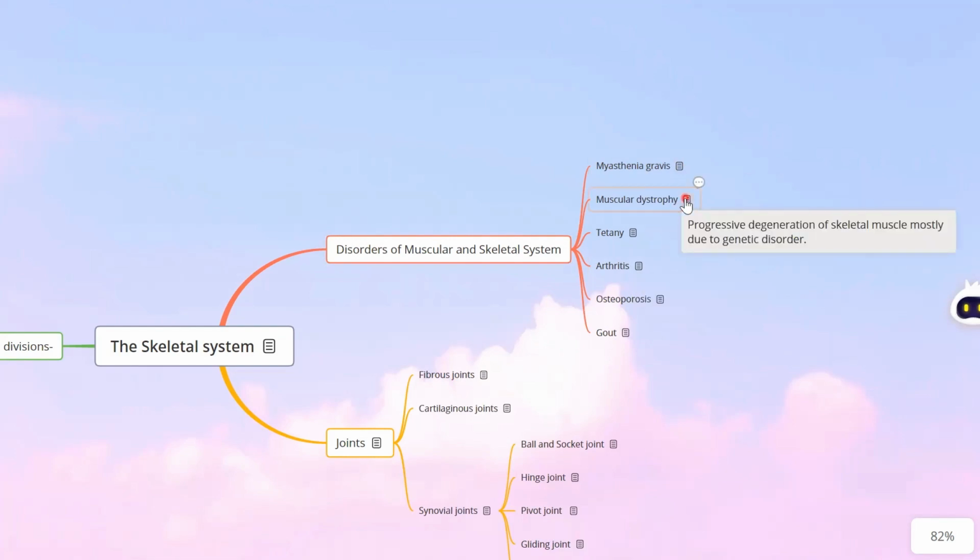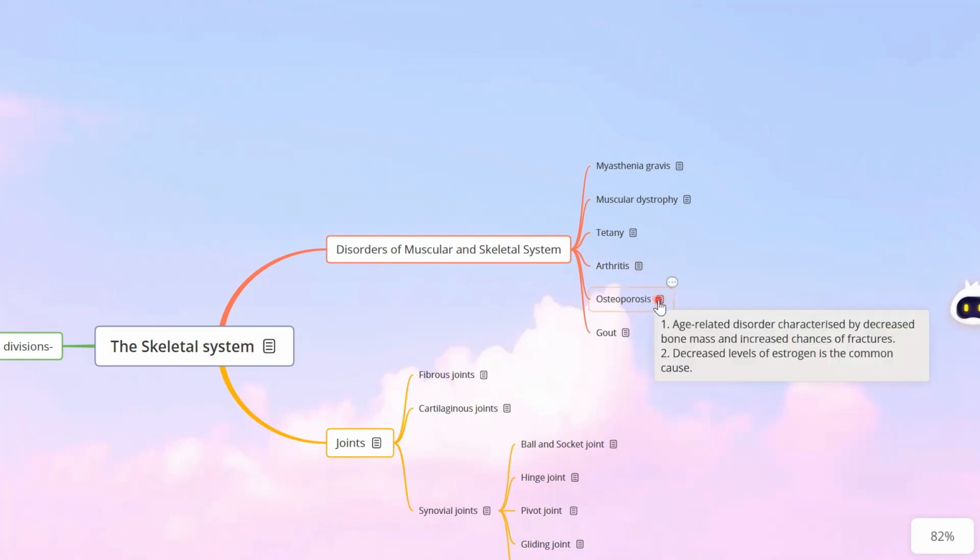It is a progressive degeneration of skeletal muscle, mostly due to a genetic disorder. Then we have tetany. Tetany is rapid spasms in muscles due to low calcium in the blood. Then we have arthritis. It is an inflammation of joints, and we have osteoporosis. It is actually an age-related disorder characterized by decreased bone mass and increased chances of fractures.